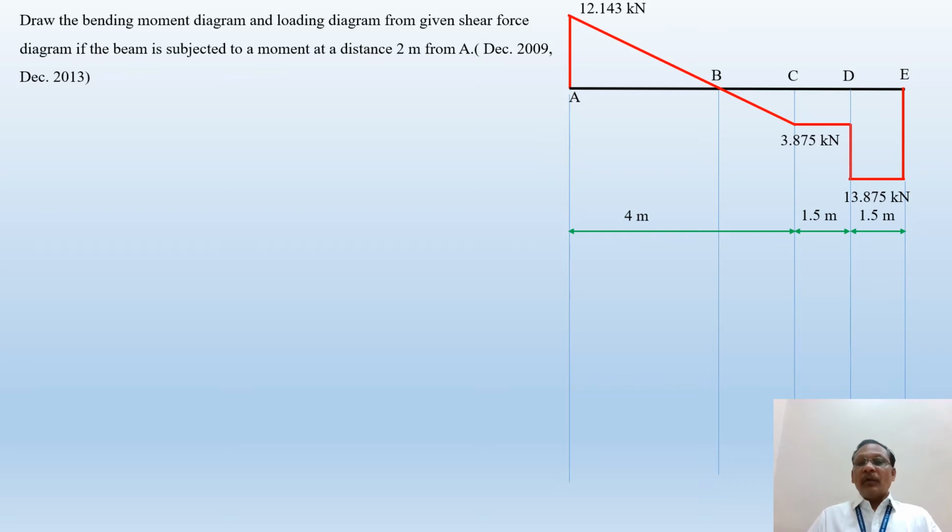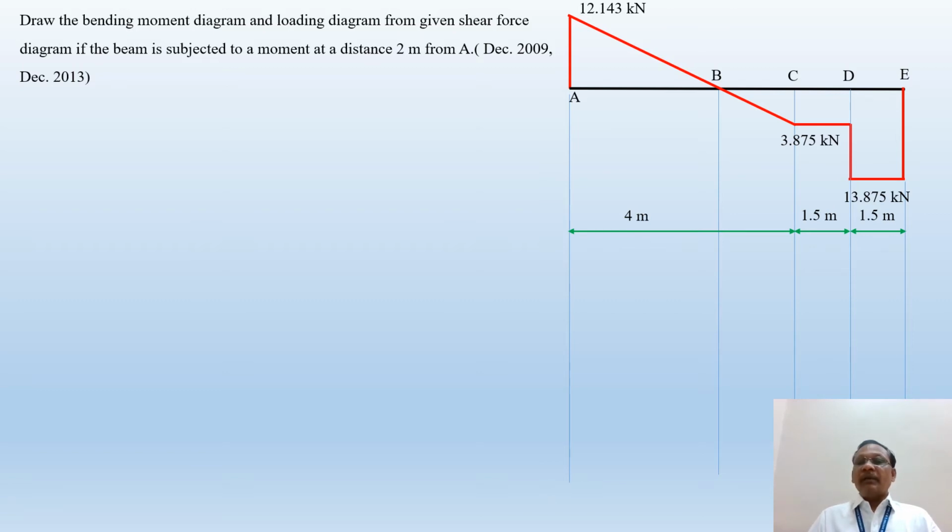So now, first of all, identify the type of curve. Which type of curve occurs in between D to E? A straight horizontal line is there. That means a point load is acting at E. Then again a straight horizontal line is there in between C to D. Again it indicates there is no load acting between C to D. So there is a point load acting at point D.